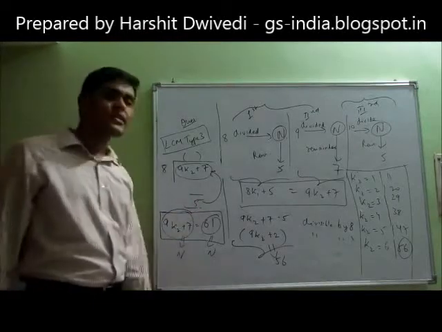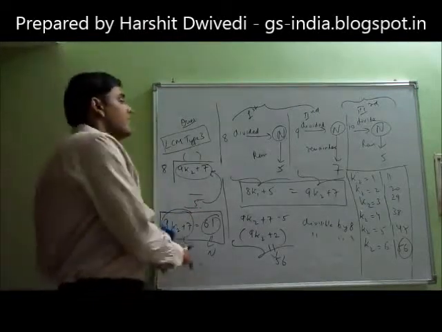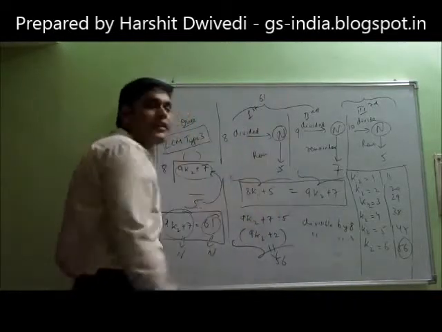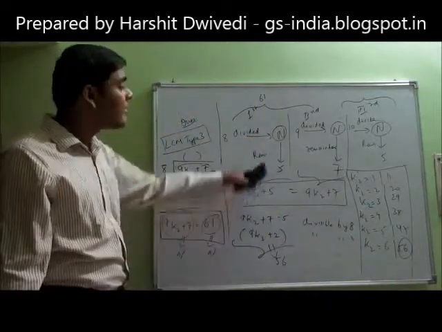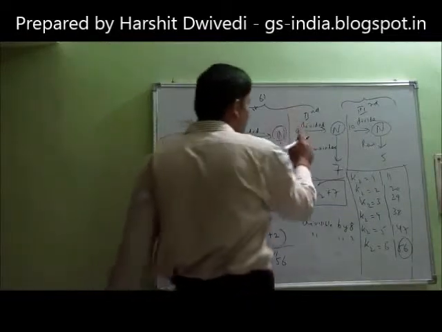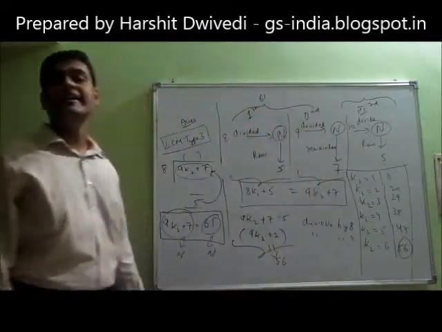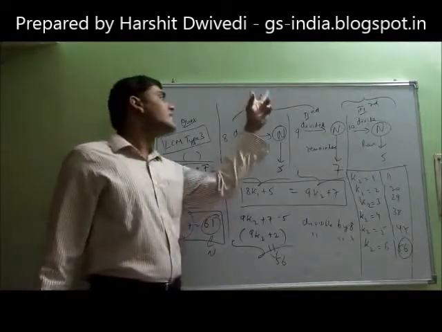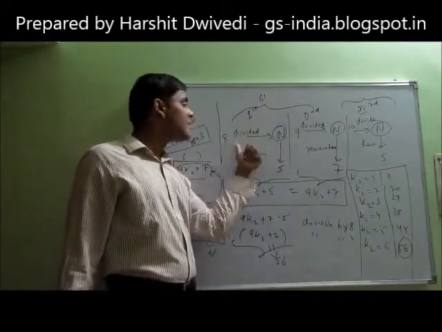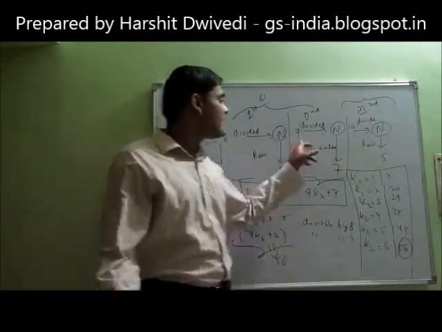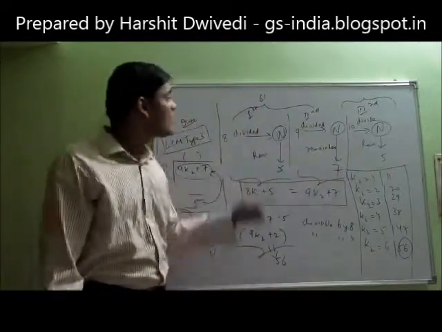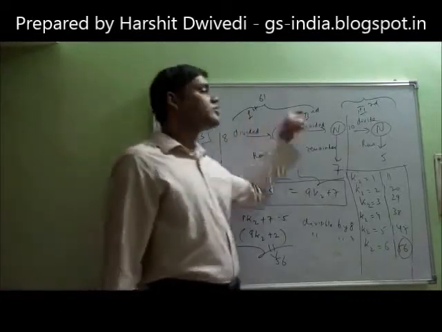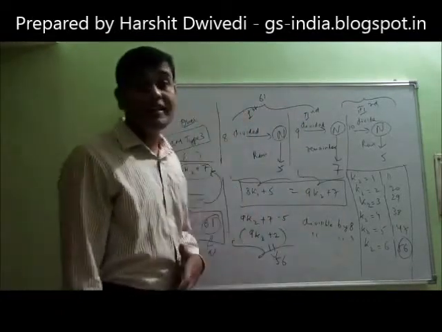So what did I get? I got 61. Let us check. If I divide 61 by 8, what will be the remainder? 8 into 7, 56, 5 will be the remainder. If I divide 61 by 9, what will be the remainder? 9 into 6, 54. Remainder is 7. So till now, 61 is the least possible number which when divided by 8 leaves a remainder of 5, and when divided by 9 leaves a remainder of 7. We got 61 as the number which satisfies the first two conditions.